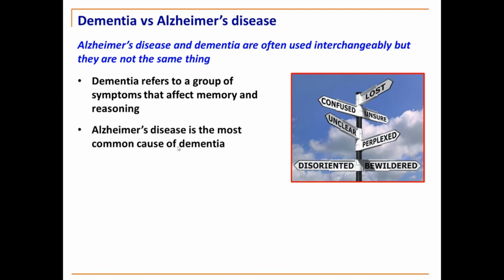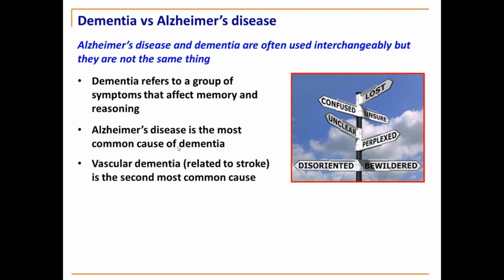And Alzheimer's disease is the most common cause of dementia, with vascular dementia, for example, related to stroke, being the second most common cause. And so Alzheimer's makes up around about 60 to 70% of the causes of dementia, and vascular causes, such as related to stroke, make up 20 to 30% of the causes of dementia. And remember, of course, that Alzheimer's makes up about 1% of the Australian population, with dementia as a whole being around about 1.5%.